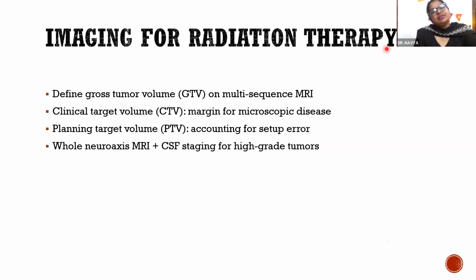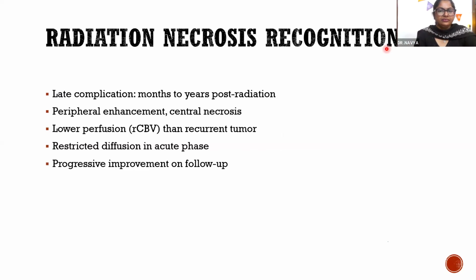For the whole neural axis, you get to see the MRI with CSF staging for all the high-grade tumors, because tumor seeding you can see better. Radiation necrosis, as I told you, has low perfusion. The cerebral blood volume is very much less than a recurrent tumor when you see a progression.